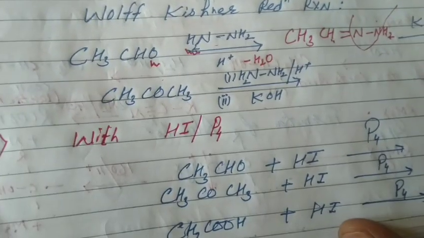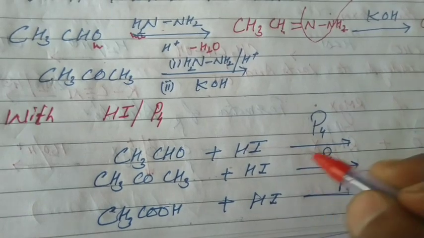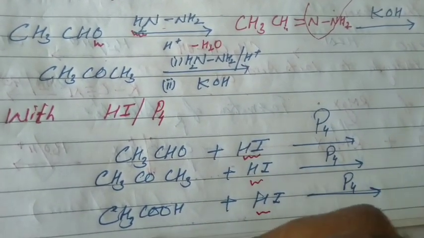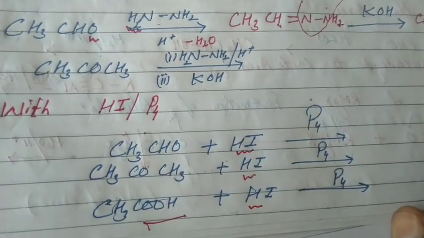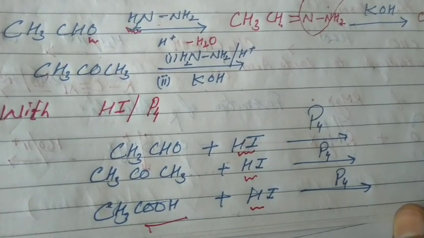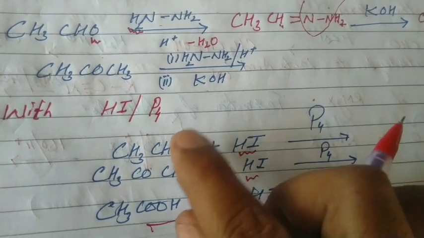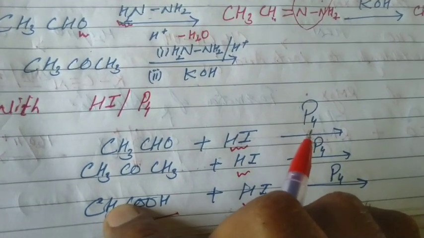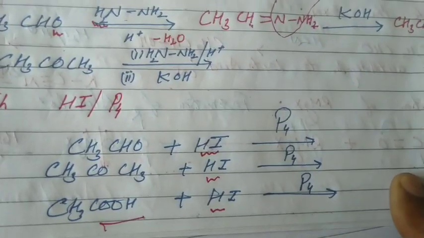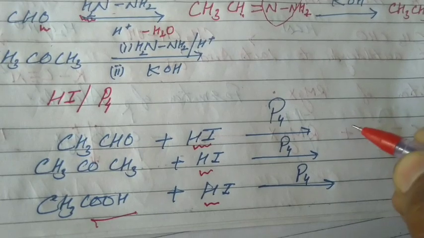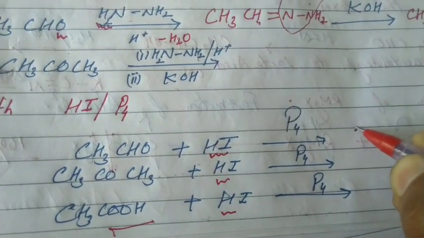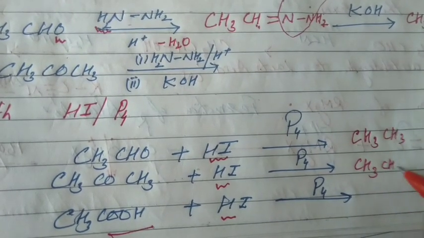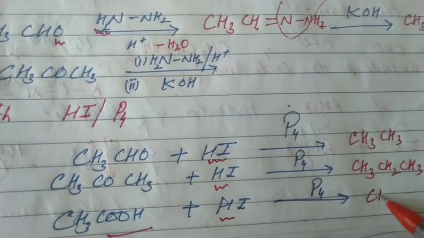Next, with HI in the presence of red phosphorus. Students, whenever we use HI, it is a strong reducing agent. The compound may be a carbonyl compound, an acid, or an alcohol. Every time, remember the product is alkane having the same number of carbons as the organic compound. Two carbons means ethane, three carbons means propane, again two carbons means ethane. HI is a strong reducing agent; in the p-block we have studied that. Ethanol, definitely we got ethane. Propanone, definitely we got propane. Ethanoic acid, we got ethane.